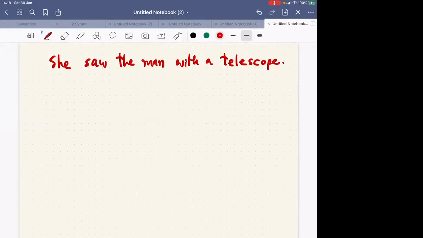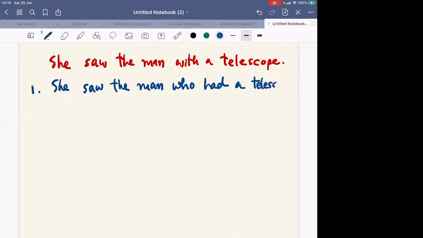This sentence is an ambiguous sentence, which means that it has two meanings. So let me put it down here. The first meaning is that she saw the man who had a telescope. And the second meaning is that she saw the man by using a telescope.